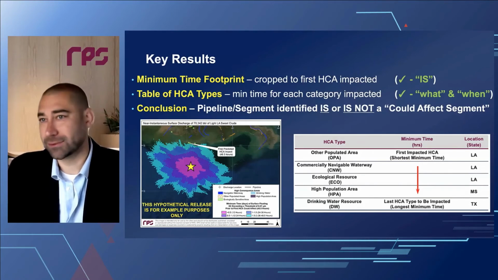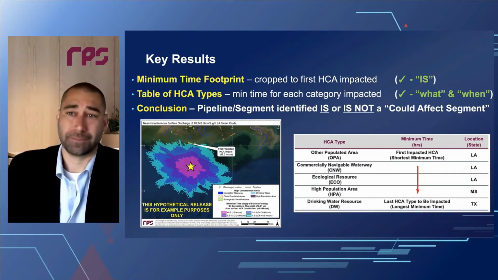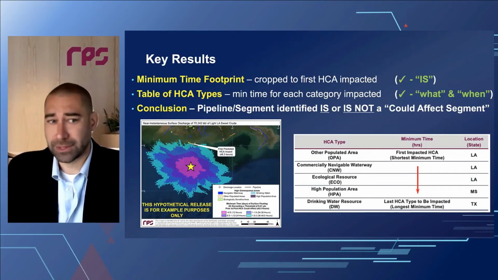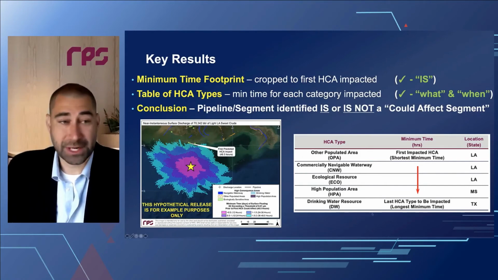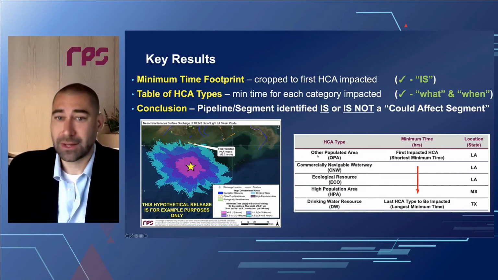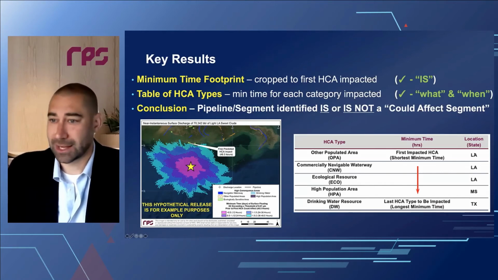Right, I've got 30 days of results, but that's a little excessive because we know that's not a reasonable use case when emergency responders are typically out there in hours. So the minimum time footprint tells us a little bit about what is affected. We can then take that data, sort it with GIS, and then basically identify out of the different HCA types, what is the minimum time to the first impact, and then what are the specific, say, location exactly or state to those receptors being employed.